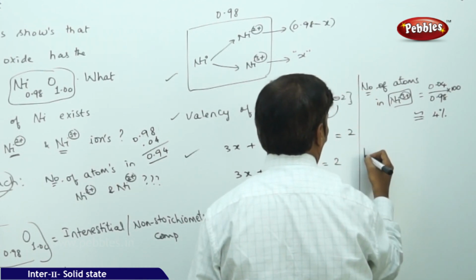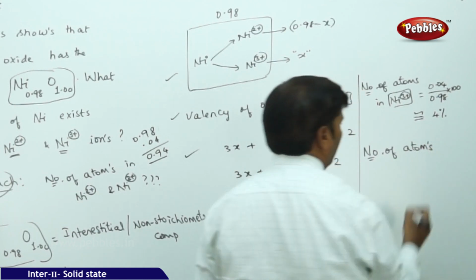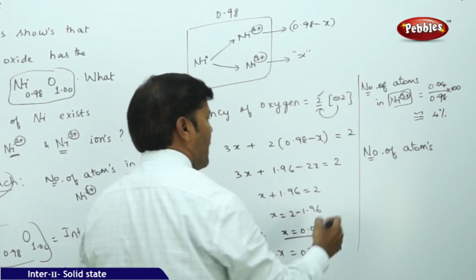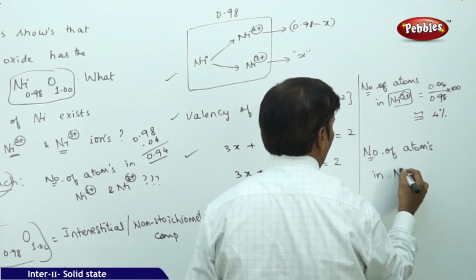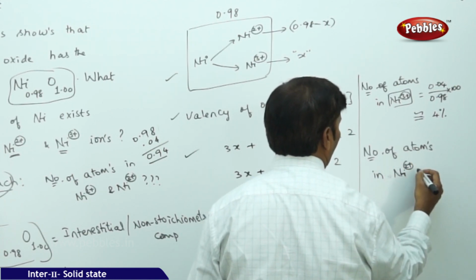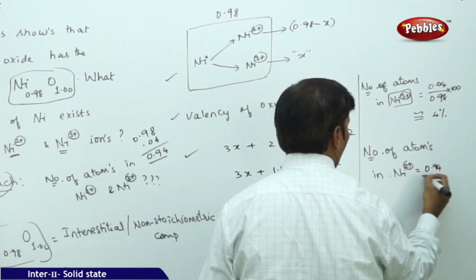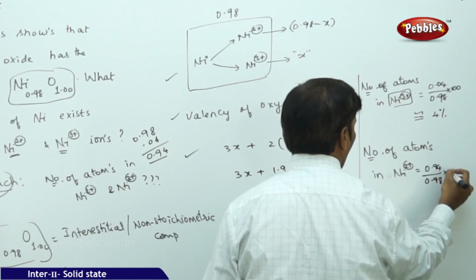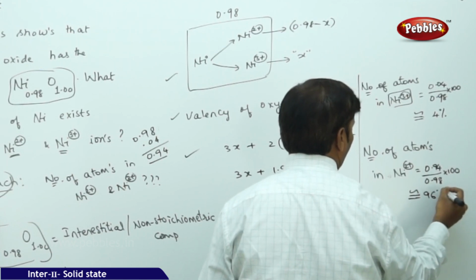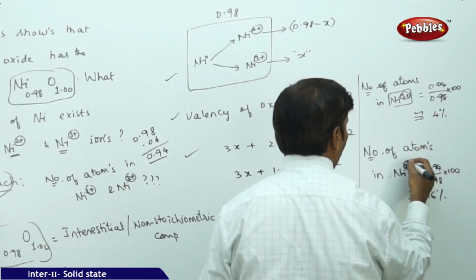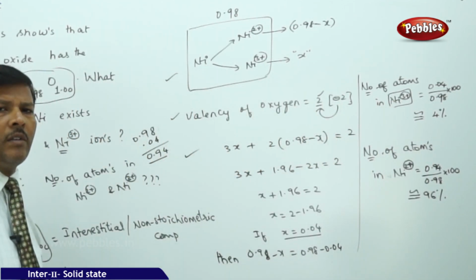And similarly, the number of atoms in Ni2+ is 0.94 divided by 0.98 into 100, and approximately we are going to get nearly 96%. So Ni2+ is 96% and Ni3+ is 4%, is the numerical answer.